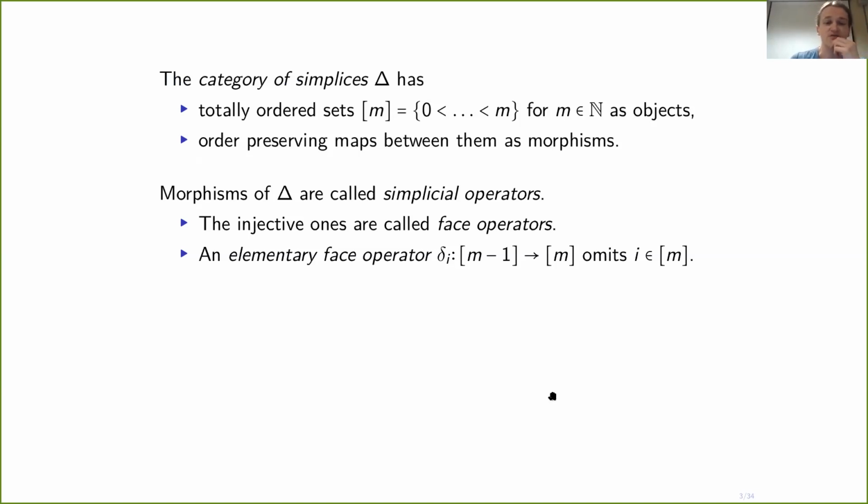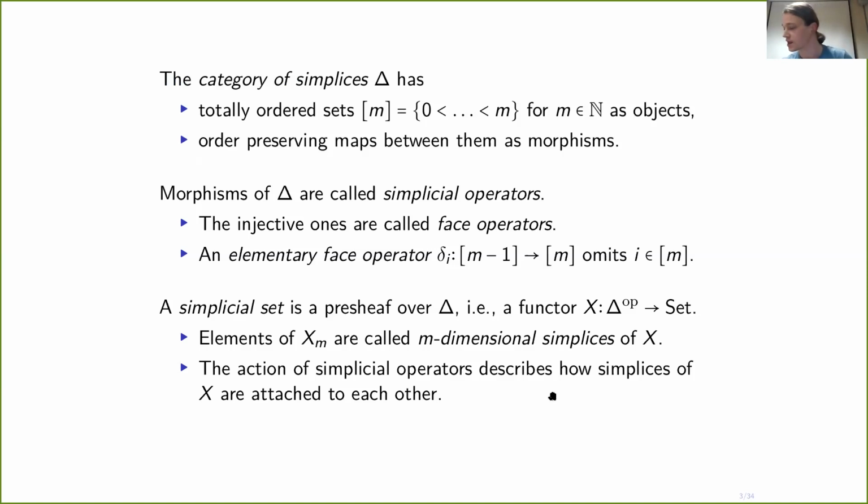And among them, we distinguish the injective ones that we call face operators. And in particular, there are elementary face operators, which are those denoted by delta i. They go from [m-1] to [m]. And this delta i is the unique face operator that omits i, meaning i is not in the image of this operator. And that, given that it is supposed to be injective and order preserving, uniquely describes this map.